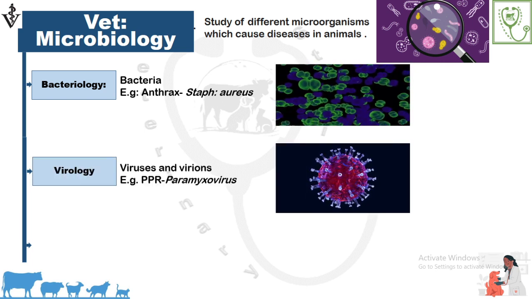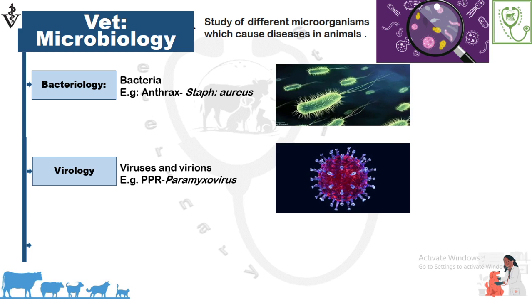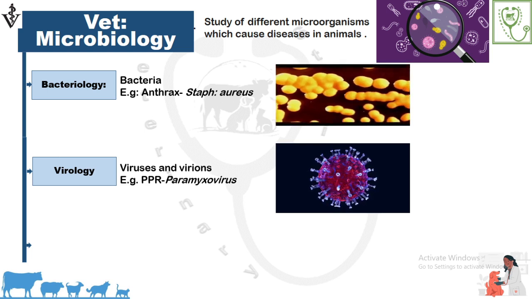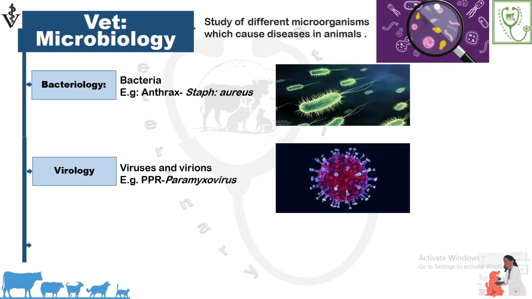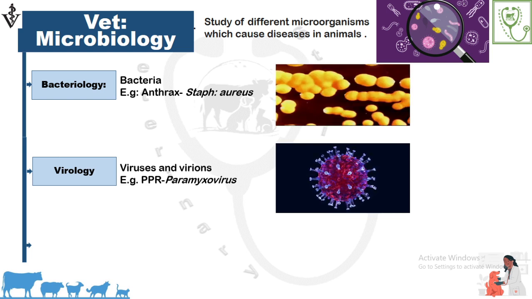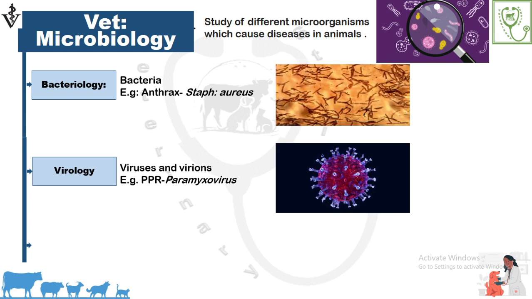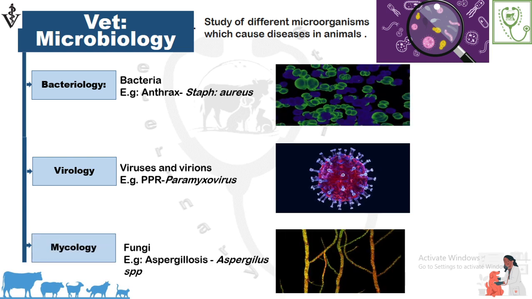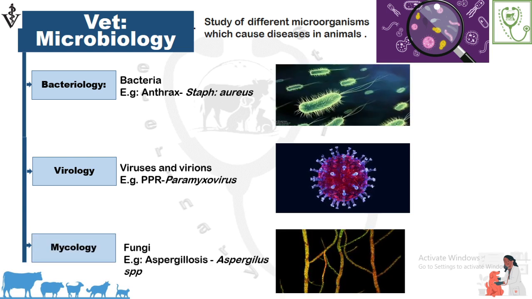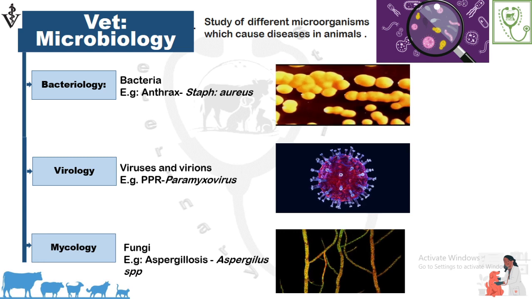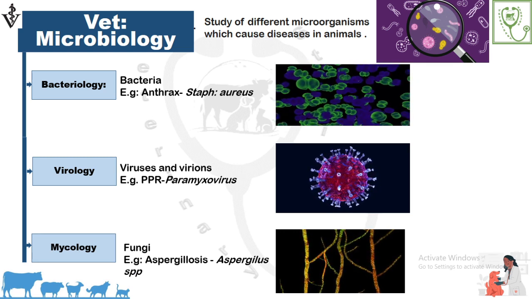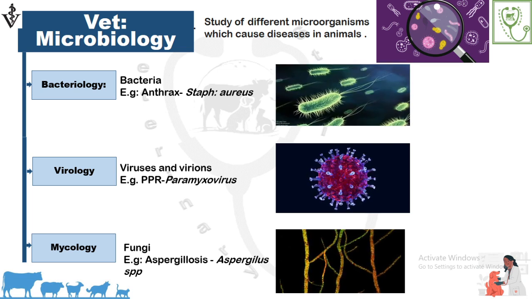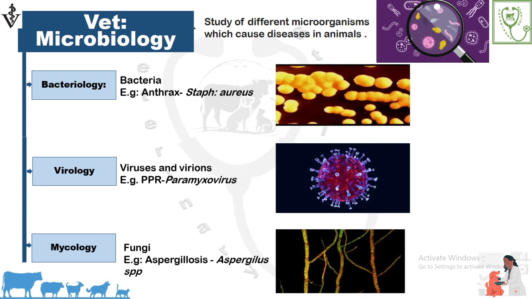Virology. It is the study of the viruses and virions which cause diseases in animals. For example, PPR, Peste des petits ruminants, caused by paramyxovirus. Mycology. It is the study of the fungi which cause diseases in animals. Example, aspergillosis, which is caused by a fungus called Aspergillus.